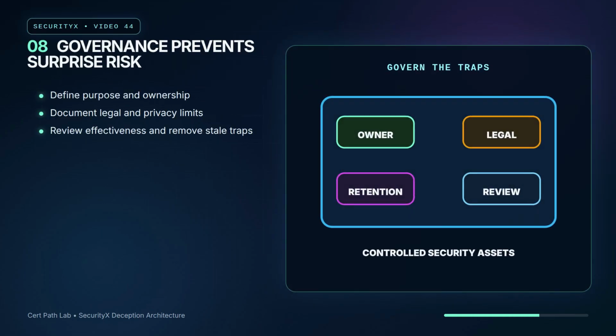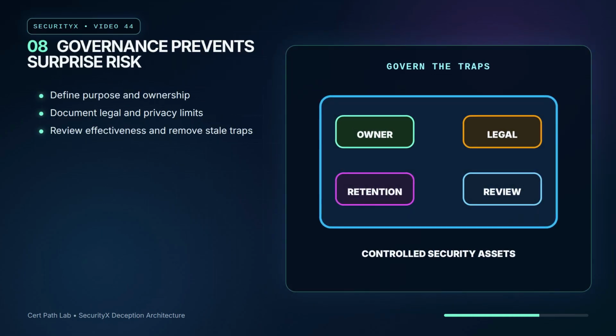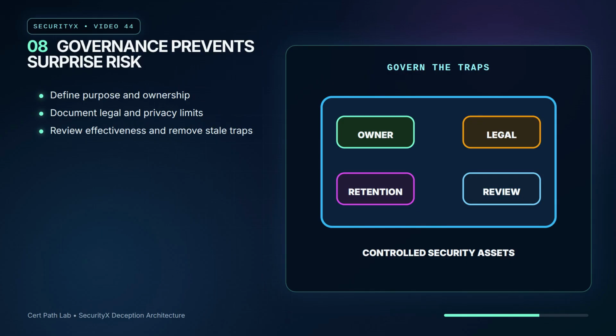Deception also has governance implications. Teams should document the purpose of each decoy, who owns it, what data it captures, and how long that data is retained. Legal and privacy teams may need to review banners, monitoring scope, and jurisdictional issues. Stale deception is dangerous. It can create noise, unmanaged exposure, or confusion during incidents. Treat decoys like controlled security assets.